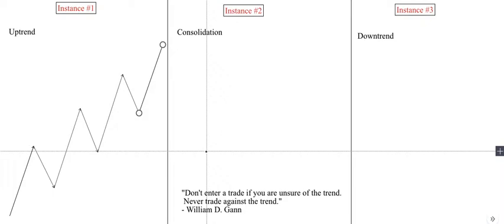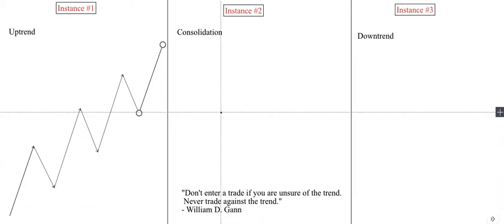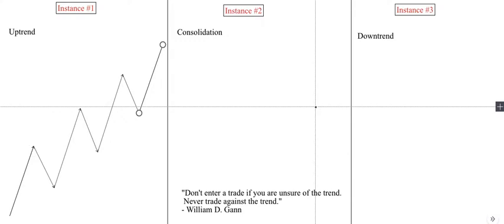Say for example, on the daily and weekly time frame, it's showing you an uptrend, but on the 4-hour and 2-hour time frame, it's indicating bearish pressure. Of course, some traders would enter a sell position for quick pips, but you do not want to trade against the overall market. You don't want to be trading against the trend. As William D. Gann, a legendary trader, once said, don't enter a trade if you are unsure of the trend. Never trade against the trend.